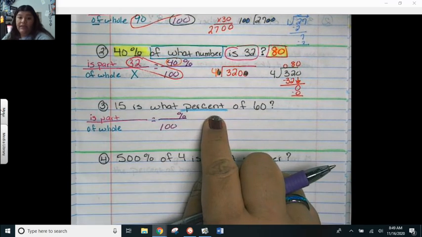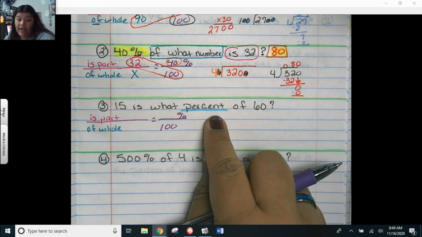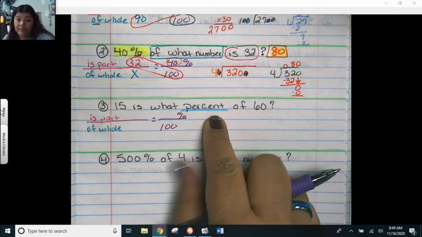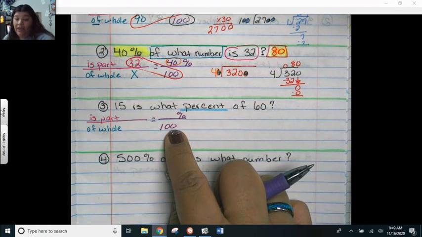So just like I was telling you at the beginning, they want a percent. I do not see a number with the percent symbol. The 100 is still there, because it's per 100.